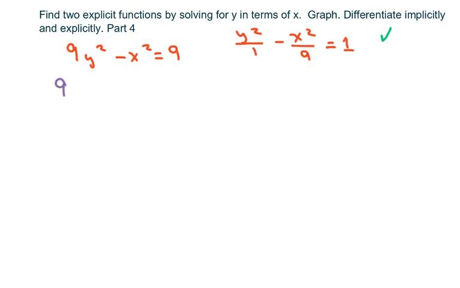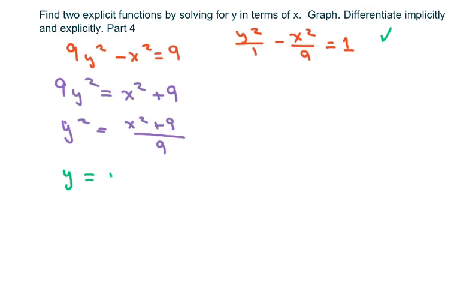So this one I'm going to solve for y. I move the x over, and then we divide everything by 9, and so you get y squared equals x squared plus 9 over 9. Now we're going to square root both sides, so you get y equals plus or minus. I'm going to square root the top, the numerator. The square root of 9 is just 3. So there's your solving for y in terms of x.